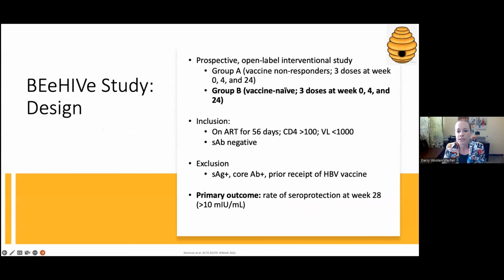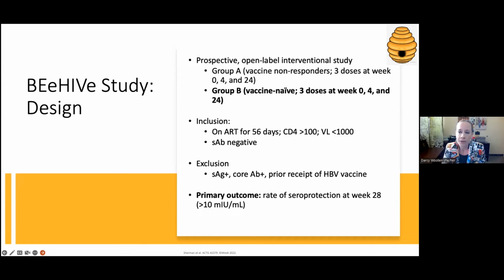This was a prospective open label study. There were 2 different groups. I'll only be presenting the data from group B because that was the only data that was presented at ID Week 2022. Group A is still enrolling, I believe, but that is actually the group that I'm most interested in because that group is looking at how effective this vaccine is among people with HIV who have previously been vaccinated but did not have a response to vaccination. We don't have that data yet, though.